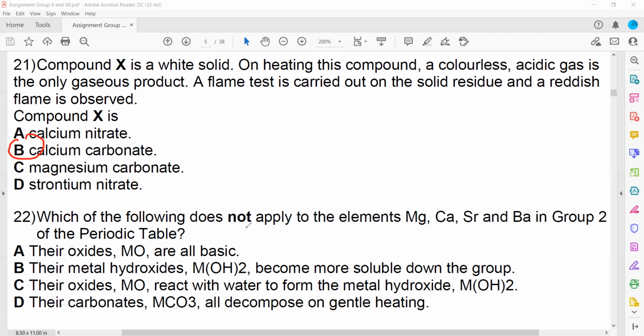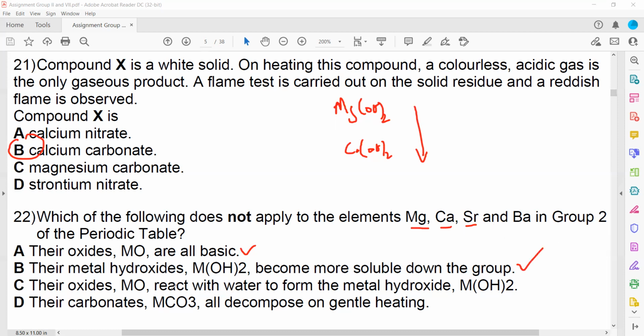Which of the following does not apply to the elements magnesium, calcium, strontium, barium? Their oxides are all basic. Metal oxides are there, group 2 oxides. They tend to form basic oxides. So that is correct. Their hydroxides will have a formula of Mg(OH)2. That is also correct. Like when we write magnesium hydroxide, we write Mg(OH)2, calcium hydroxide, as they have a valency of +2. And hydroxides become more soluble as you go down. Solubility of hydroxide increases, that's true.